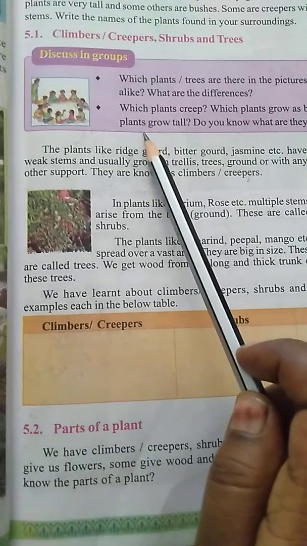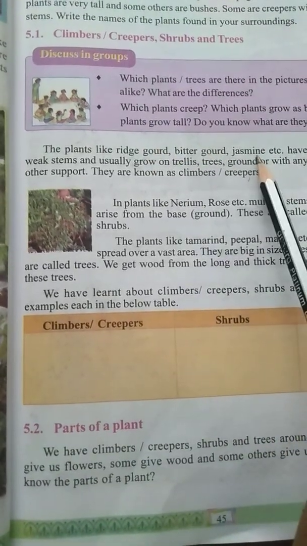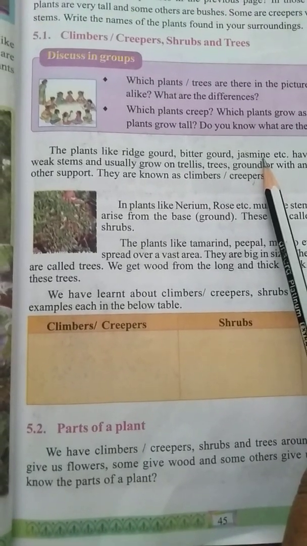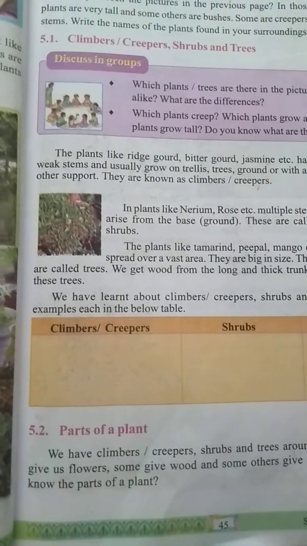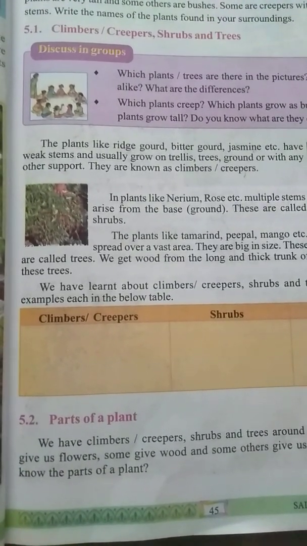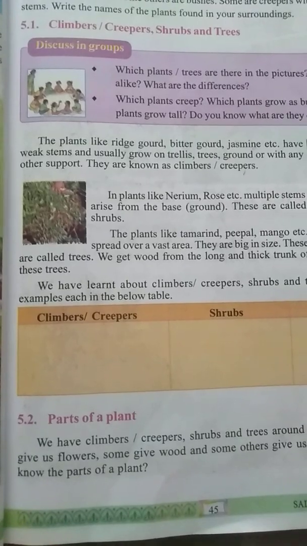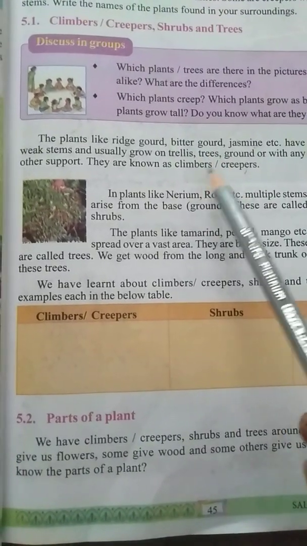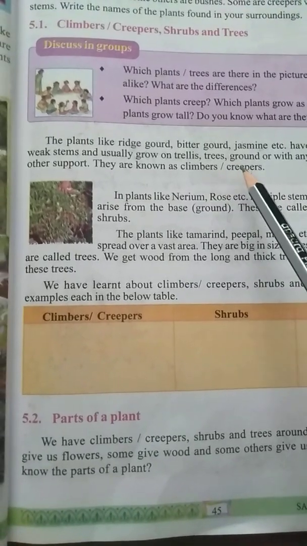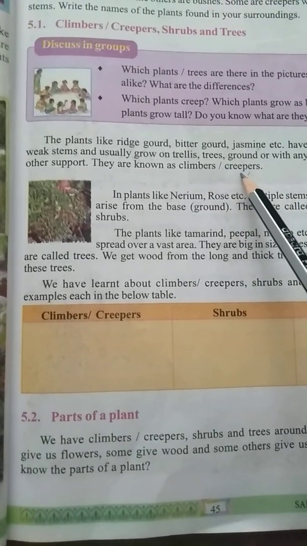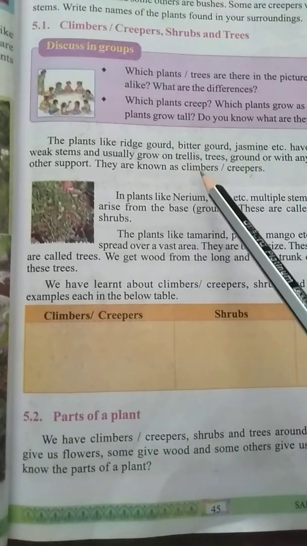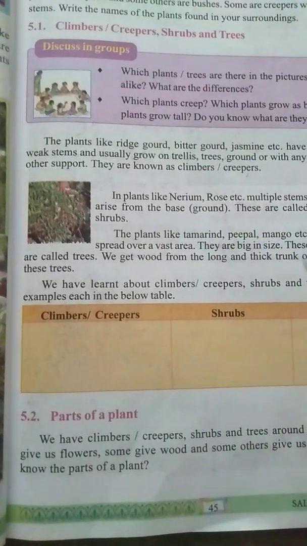See, ridge gourd, bottle gourd, jasmine, and also ivy gourd. This type of plants or trees have very weak stems. They cannot stand by themselves. So they need support to grow. That's why they are called the climbers or creepers. Understood, children? These climbers and creepers have very weak stems. That's why they need support to grow.